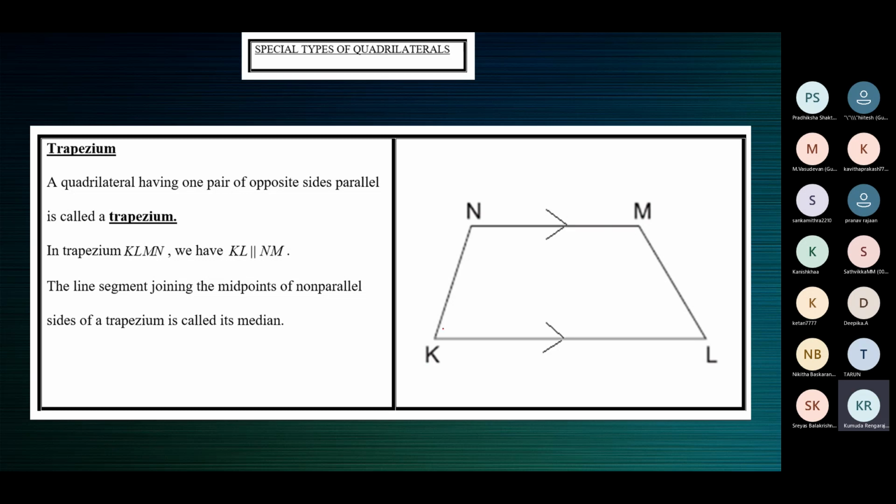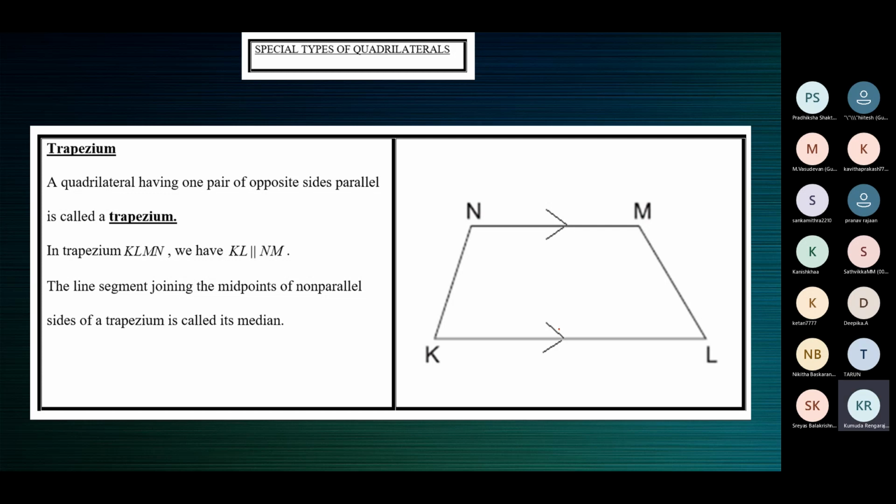So in this quadrilateral KLMN, please see if you agree with me. It's known that NM is parallel to KL because it's marked here. So what would you call this quadrilateral in which one pair of opposite sides is parallel? Trapezium, yes. So a quadrilateral in which one pair of opposite sides is parallel is called a trapezium. So KLMN is a trapezium.